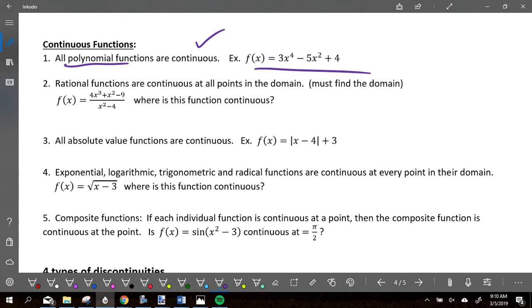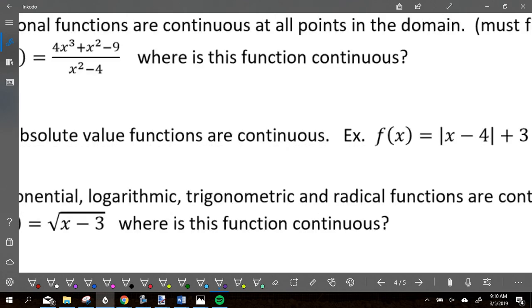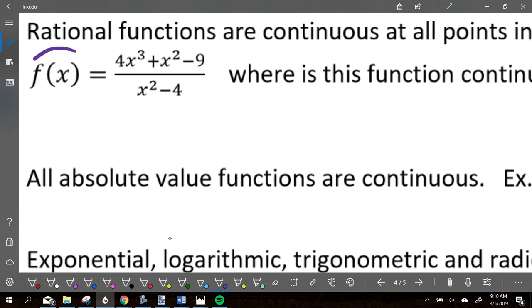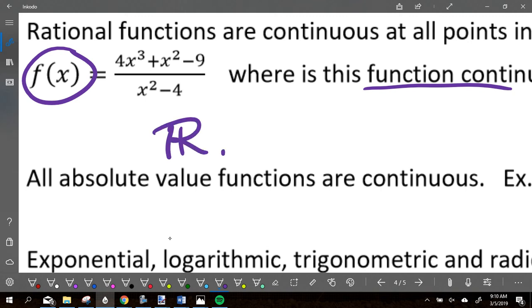Rational functions are continuous at all points in the domain. So we did a whole chapter over rationals. Rationals are just polynomials that are written in fraction form, more or less. Where is this function continuous right now? So given this function, where do we know that it's continuous? All real numbers, but x cannot be equal to what?